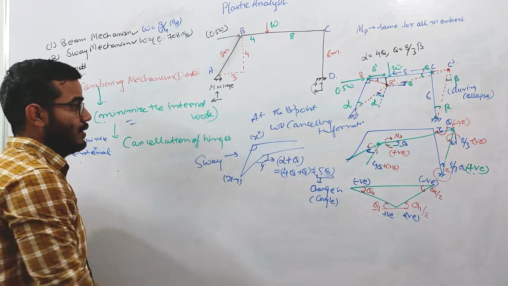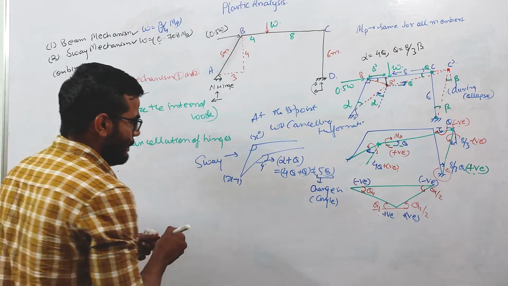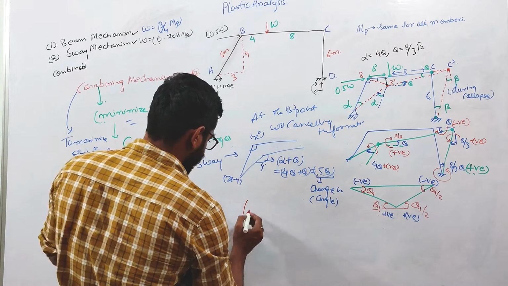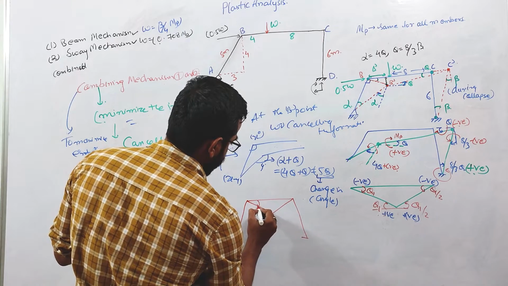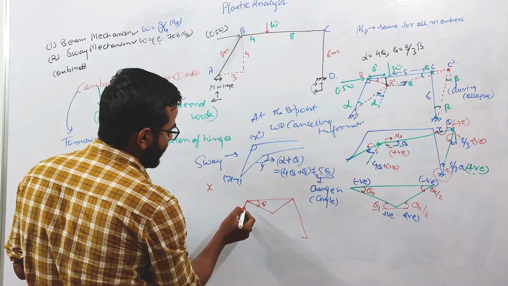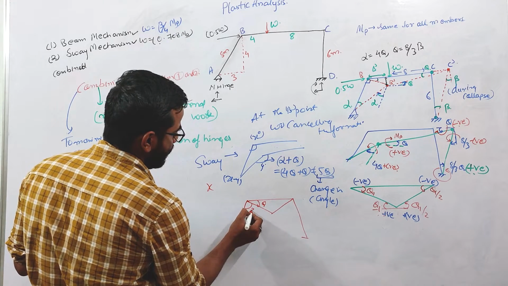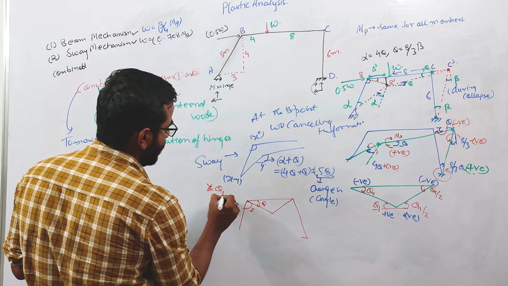Okay, so this is okay. Now in the B mechanism, what is happening? This is our frame. Initially the angle between the members is x. Now if it is, let us suppose z, so the change is theta 1.